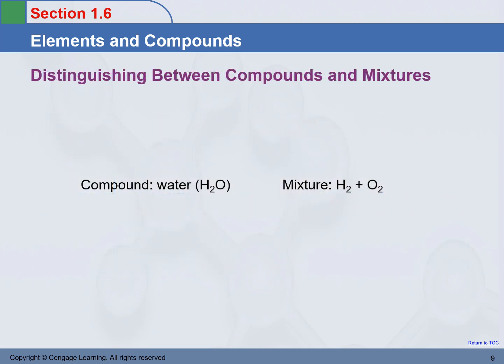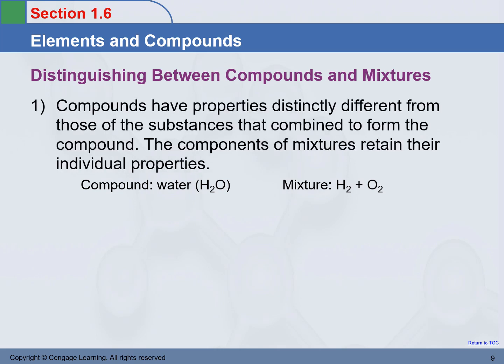Before ending this lecture, let's discuss a little more about the difference between compounds and mixtures. We're going to use water as an example of a compound and a mixture of hydrogen and oxygen gases as an example of a mixture. The reason I picked these two is because in either case, there are hydrogen and oxygen in the sample. Compounds have properties different from those of the substances that are combined to form the compound.